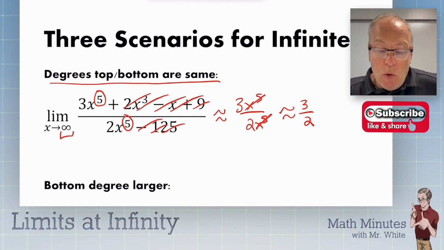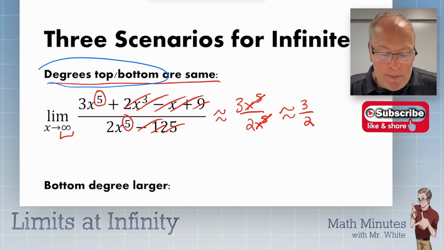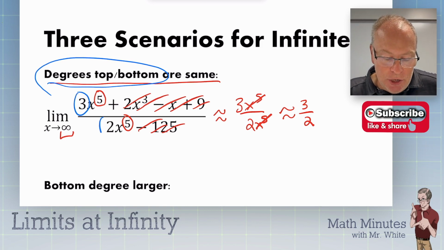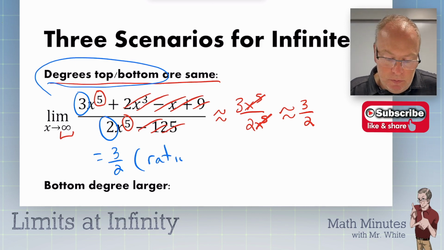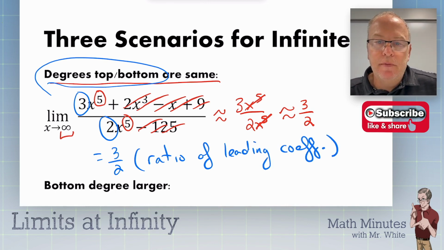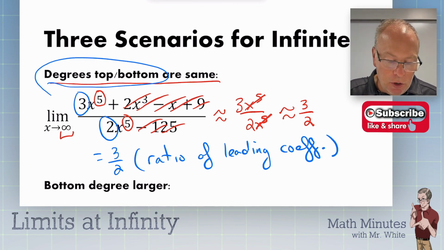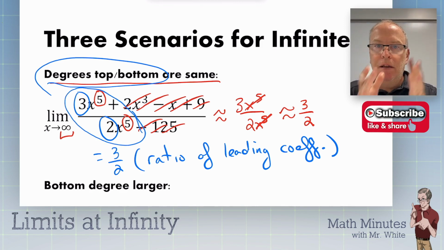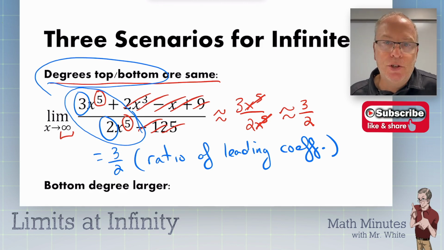So when the degree on the top, let me start again. When the degree on the top and bottom are the same, it's the ratio of the leading coefficients. Coefficients, I'll go ahead and abbreviate that. When the degree on the top is the same as the bottom, you don't have to factor or do anything like that. You just look at those leading terms. In fact, just look at the leading coefficients and that's your answer. So 1.5 is the answer here.